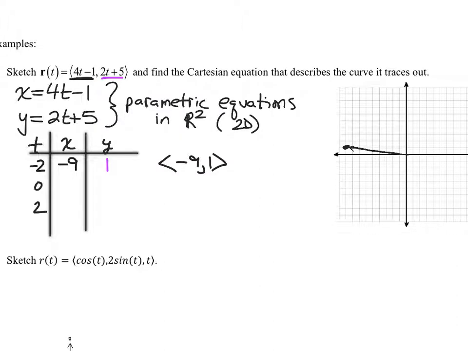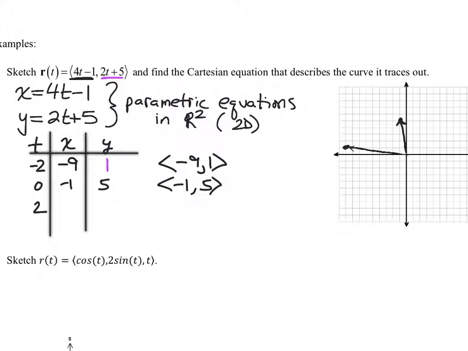All right, so for the next value, 0 is going to be easy enough, -1, 5. That was super easy, barely an inconvenience. All right, so that's going to be my second vector.